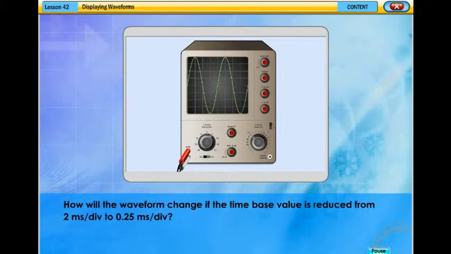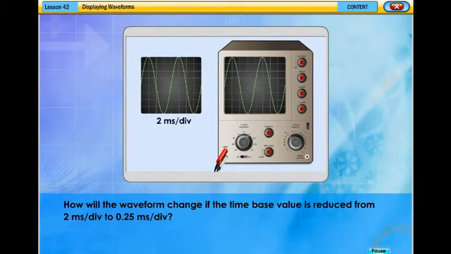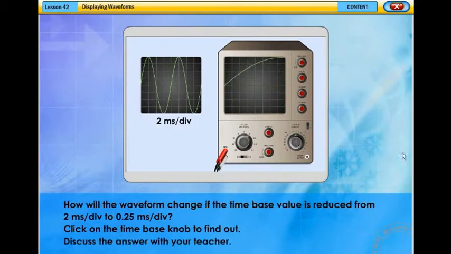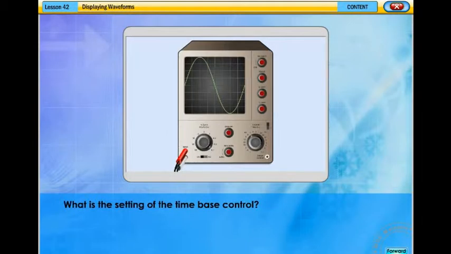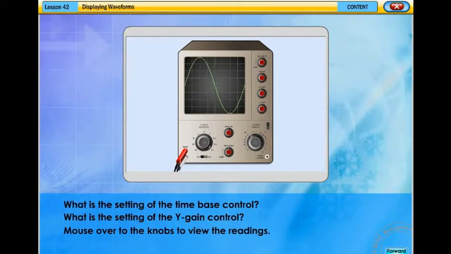How will the waveform change if the time base value is reduced from 2 milliseconds per division to 0.25 milliseconds per division? Click on the time base knob to find out. Discuss the answer with your teacher. What is the setting of the time base control? What is the setting of the Y gain control? Mouse over to the knobs to view the readings.